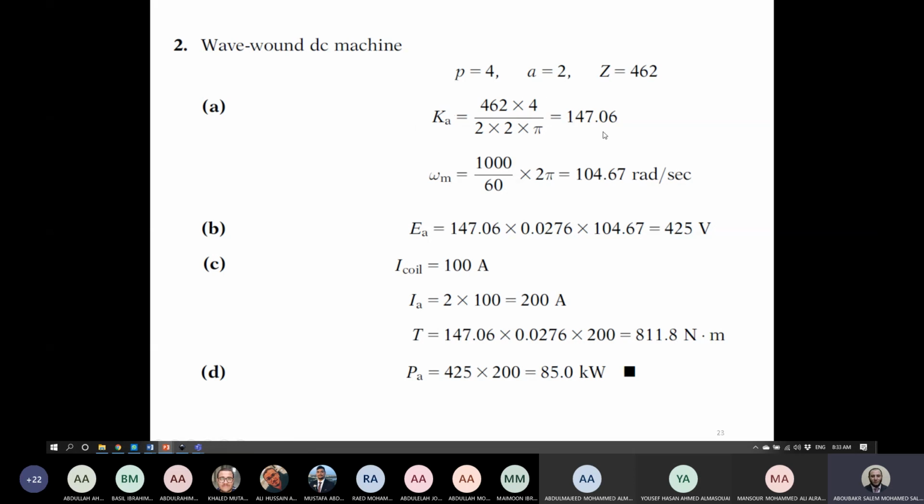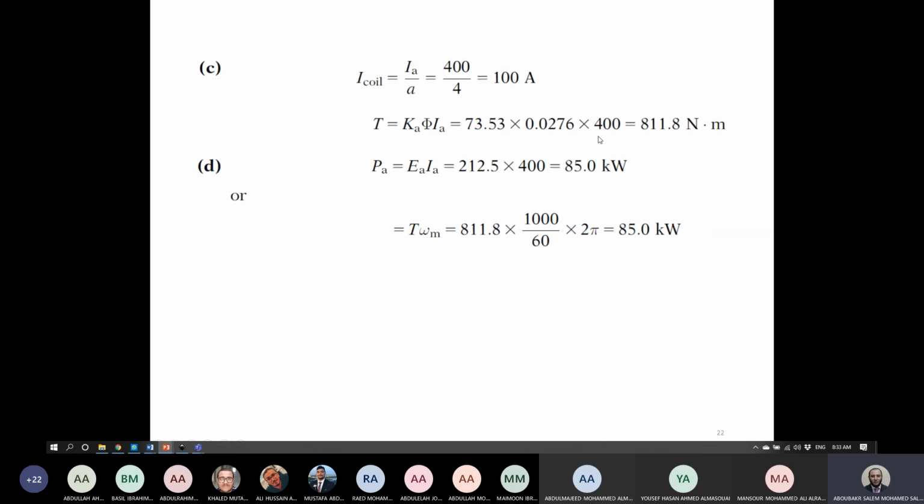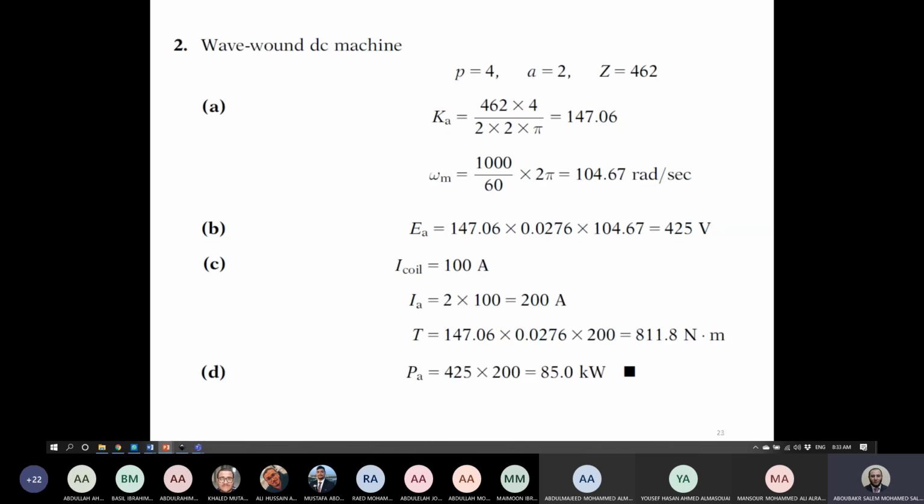It will be different because Ka depends on the number of parallel paths. So if you substitute now, you will find the relation, the value of Ka equals 147. Previous one, if you remember here, it was 73. So this one is 2 times the previous one. Okay, so this is now the new value of Ka according to the wave winding.